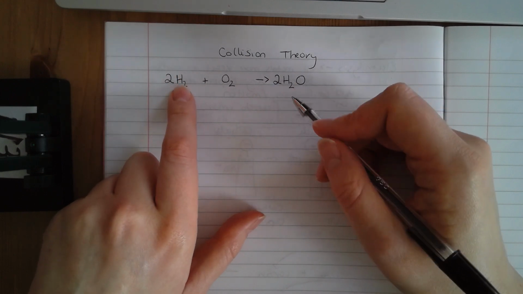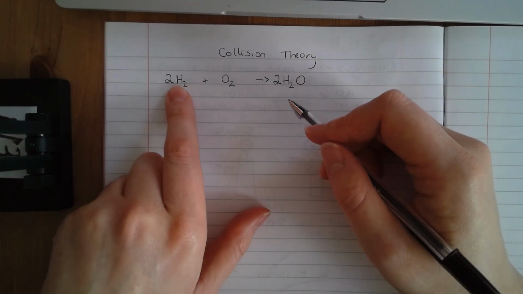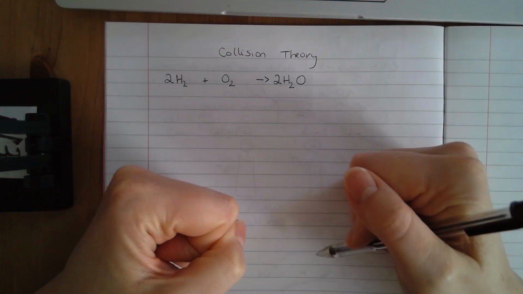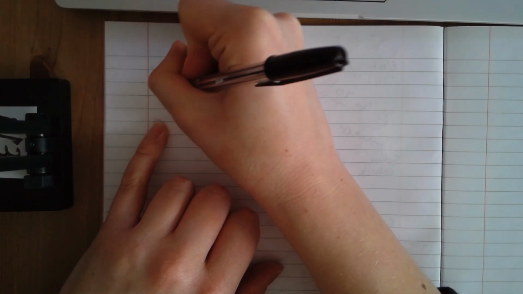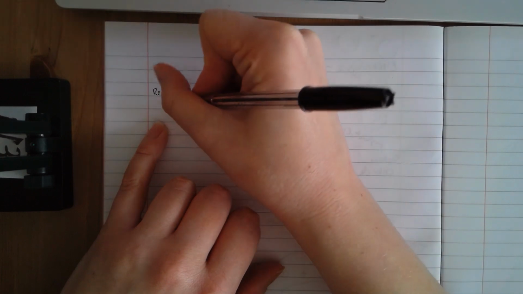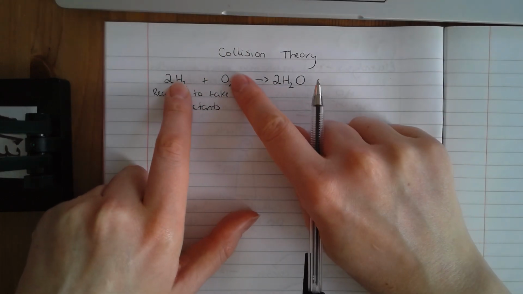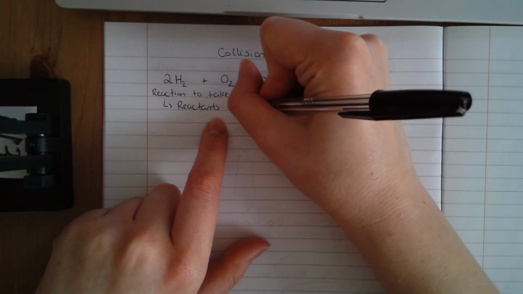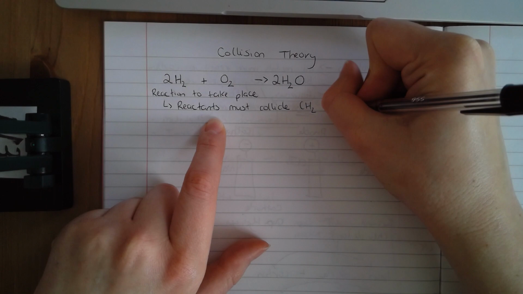So in order for this reaction to work, in order for your hydrogen to react with oxygen and make water, your hydrogen molecule and your oxygen molecule need to actually collide with each other. Okay, so they need to physically come in contact with each other. So for the reaction to take place, the reactants, so I'm just using the word reactants to describe hydrogen and oxygen, but you can use this word for anything that's on the left-hand side of an equation. The reactants must collide. In this case, the reactants are hydrogen and oxygen, H2 and O2.